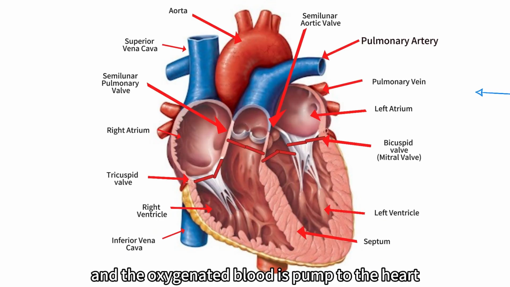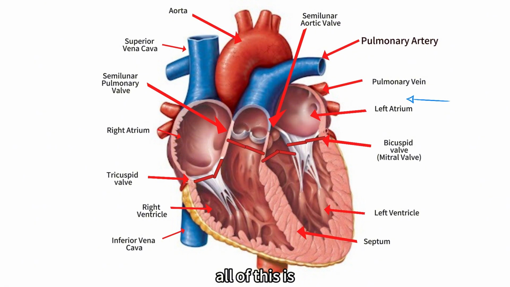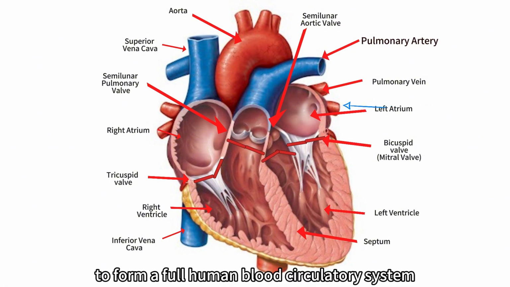And the oxygenated blood is pumped to the heart. All of this is repeated again and again to form a full human blood circulatory system.